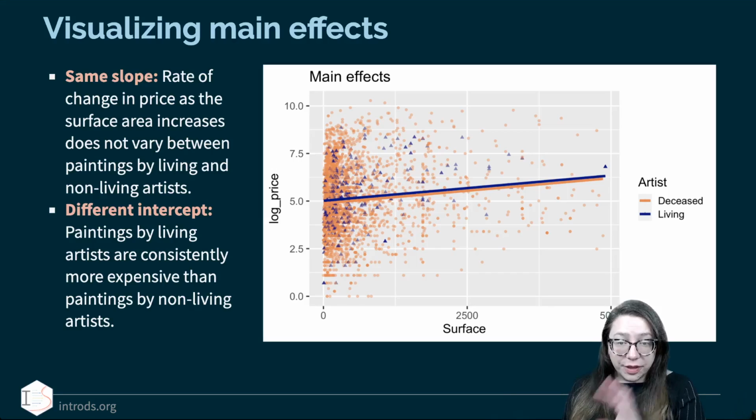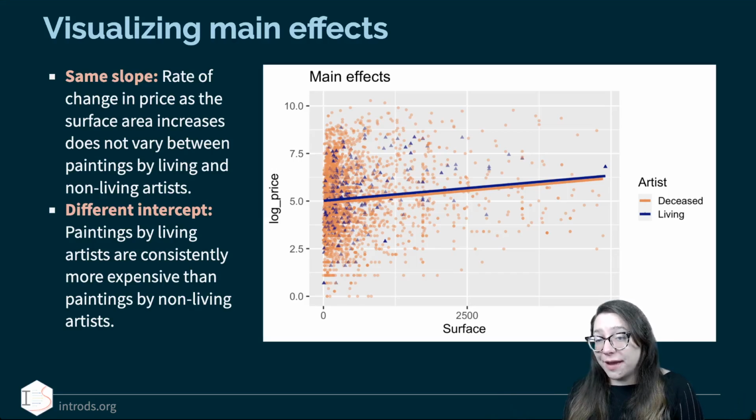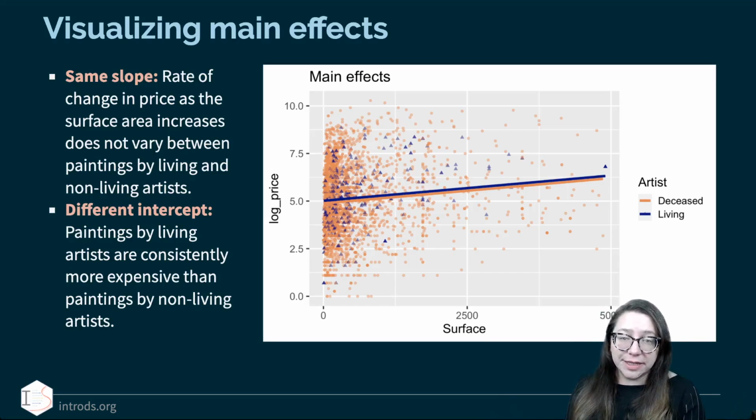In terms of visualizing the main effects, basically what we're saying is that these two lines have the same slope. So the rate of change in price as surface area increases does not vary between living and deceased artists. They do have different intercepts though, meaning that paintings by living artists are consistently more expensive than paintings by deceased artists, according to this particular model. Again, this is not necessarily the reality. It is the model we chose to fit, and this is what this model is telling us.